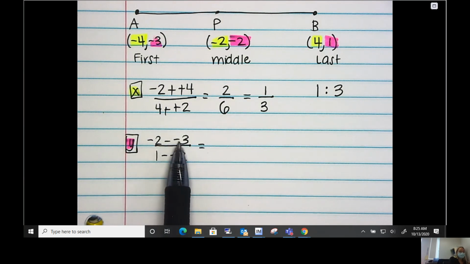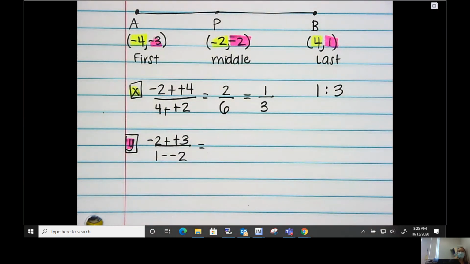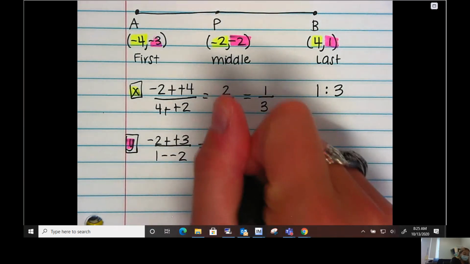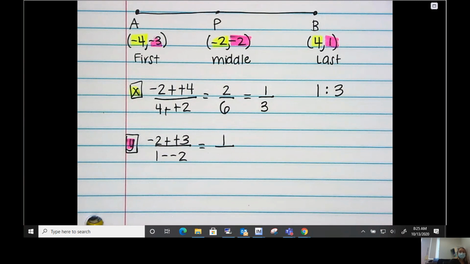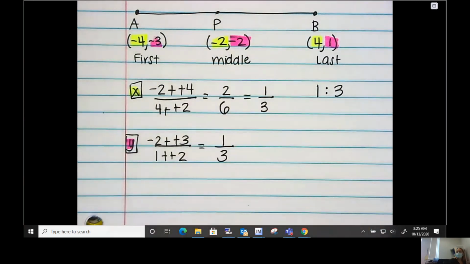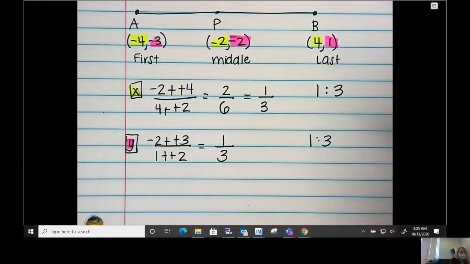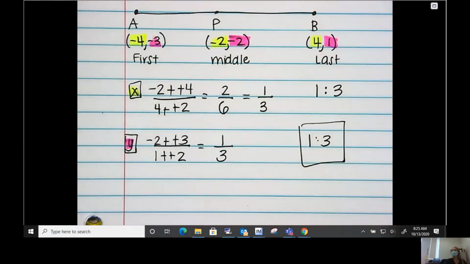-2 minus -3, what happens here? Turns to a positive. What's -2 plus 3? 1. And then 1 minus -2. 3. Yep, that becomes positive. It becomes 1 over 3. So my ratio is 1 to 3, and they both match, so I know I did it right.